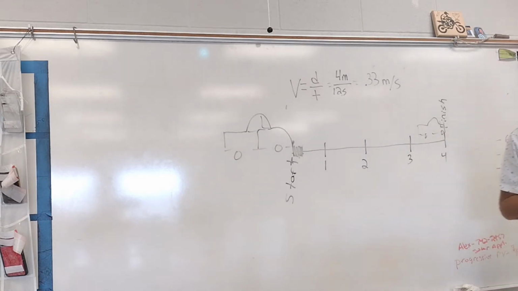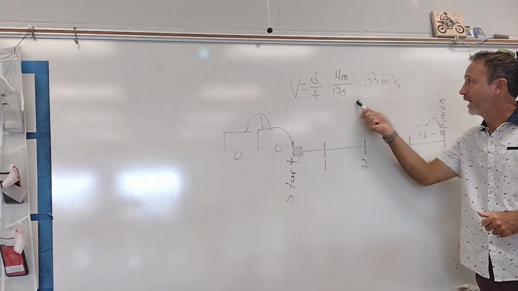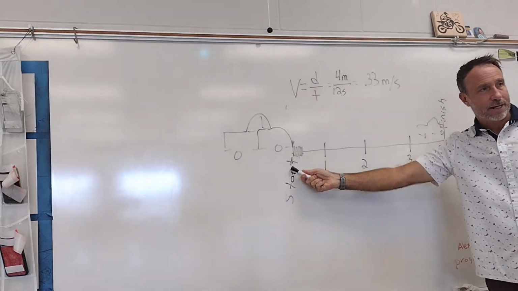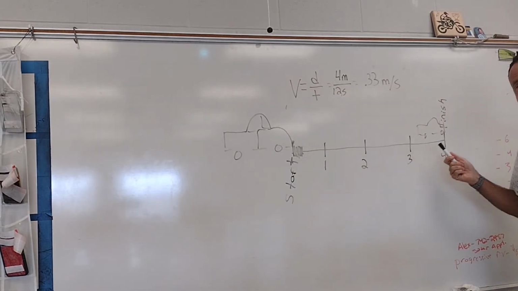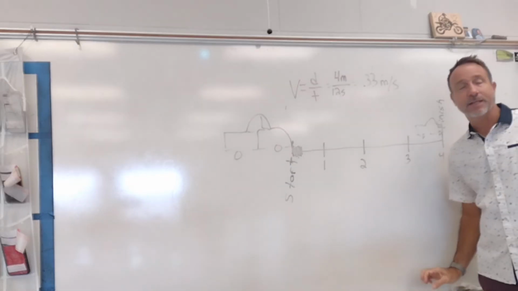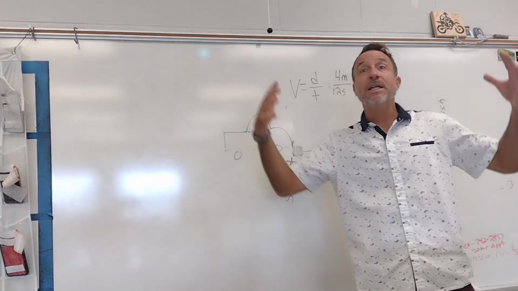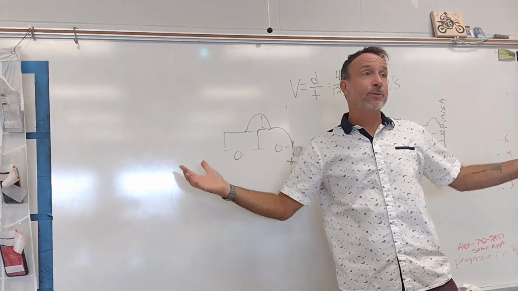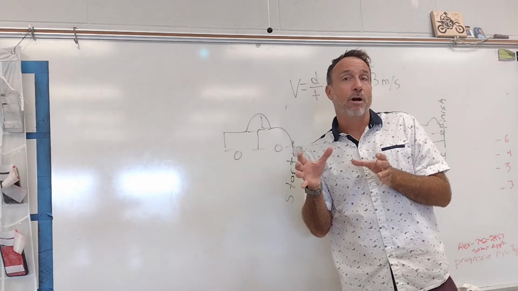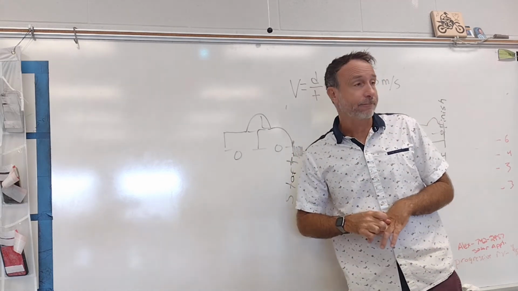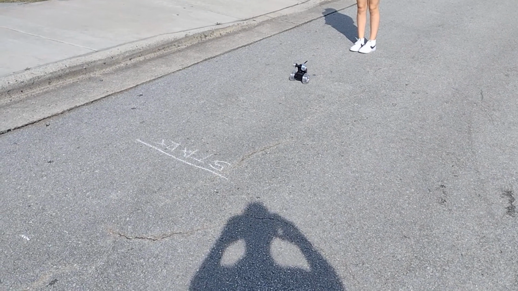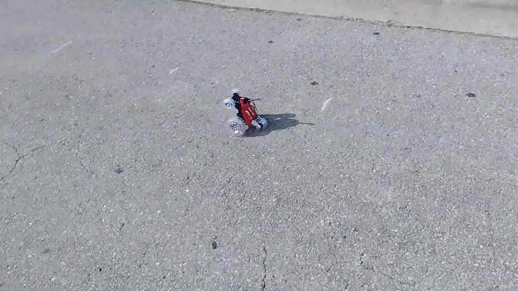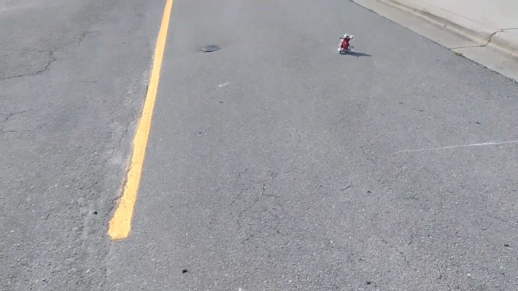Does that make sense? So I want you to copy this down. Understand that we're going to draw the car and we're going to draw the track. And this is how we calculate velocity. For big cars, we use kilometers per hour. For a little car, we might use meters per second. All right.